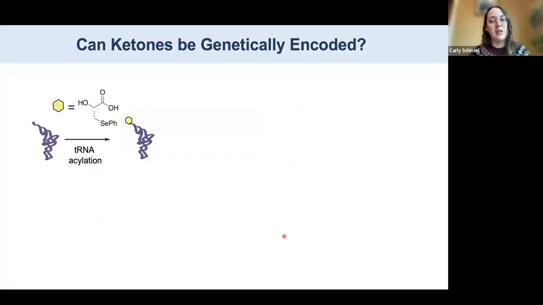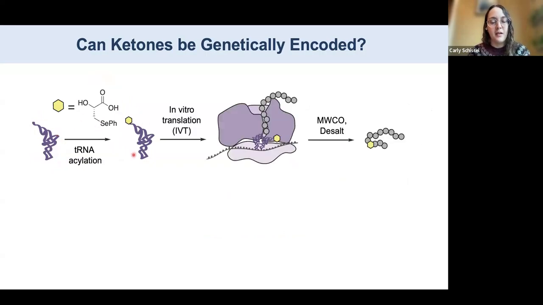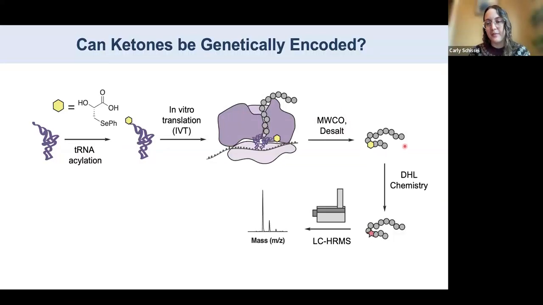And so to do this, we used in vitro translation, which many of you are familiar with. But basically, this includes generating synthetic tRNA, which can then be acylated using either an enzyme or chemical acylation with the hydroxy acid monomer. And then this is put into an in vitro translation mixture where the ribosome actually incorporates this monomer into a peptide. And then for our purposes, I use a molecular weight cutoff filter and desalted to give just peptide products. And then I can do the DHL chemistry to make pyrazole peptides, which are then analyzed by LCMS.